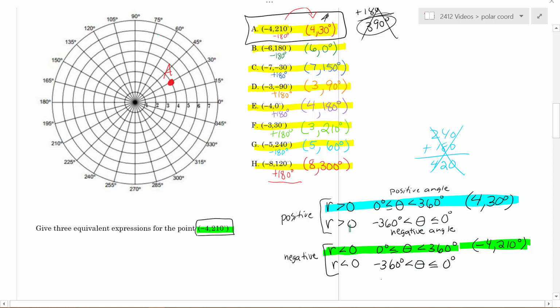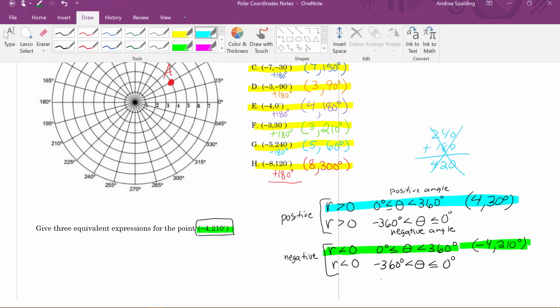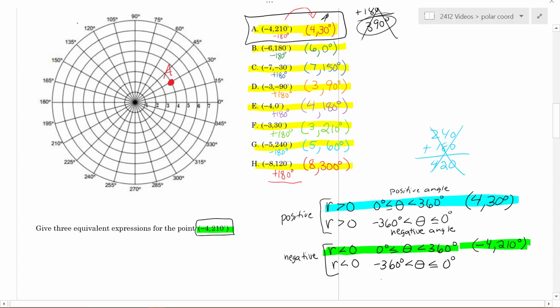We need a positive R value combined with a negative angle, and a negative R value combined with a negative angle. So let's see if we can come up with those other representations. Alright, so let's start with a positive R value. The R value, of course, has to be 4, because we have to stay on circle 4. But what's a negative angle way of getting to that exact same location?